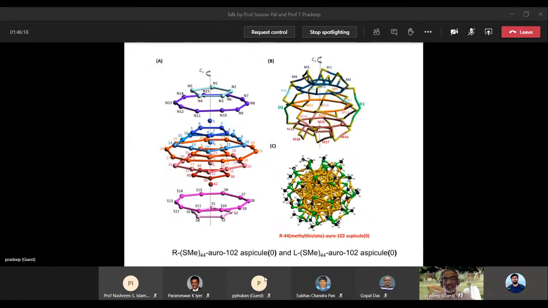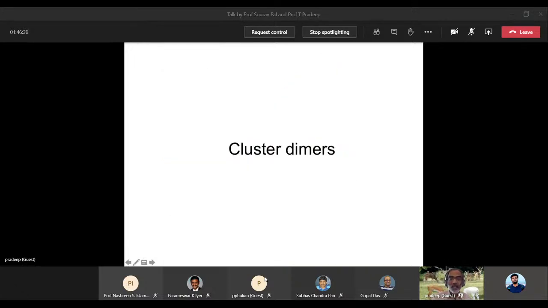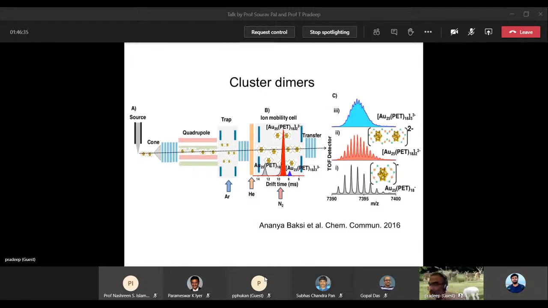You can extend this kind of nomenclature to much larger gold clusters. This is gold 102, which is a structure. This is chiral. So you can also bring chirality into this nomenclature. Now, this earlier argument that I just told you, that clusters come together and make new chemical bonds, can be seen in mass spectrometers. So you can see cluster dimers in the mass spectrum.